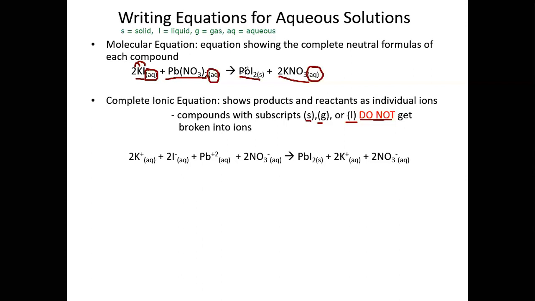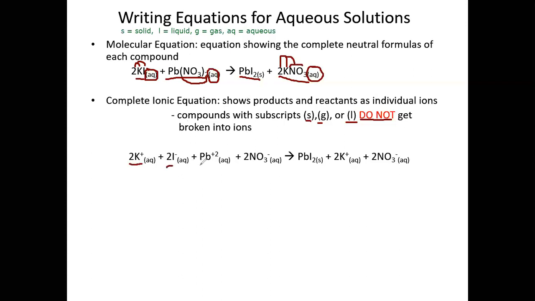Here, Pb(NO3)2 means there are 2 nitrates, so you have to put a 2, and the 2 comes in front of the nitrate. Again, the 2 gets distributed to the potassium and to the nitrate. So when you break it apart, it looks like this.